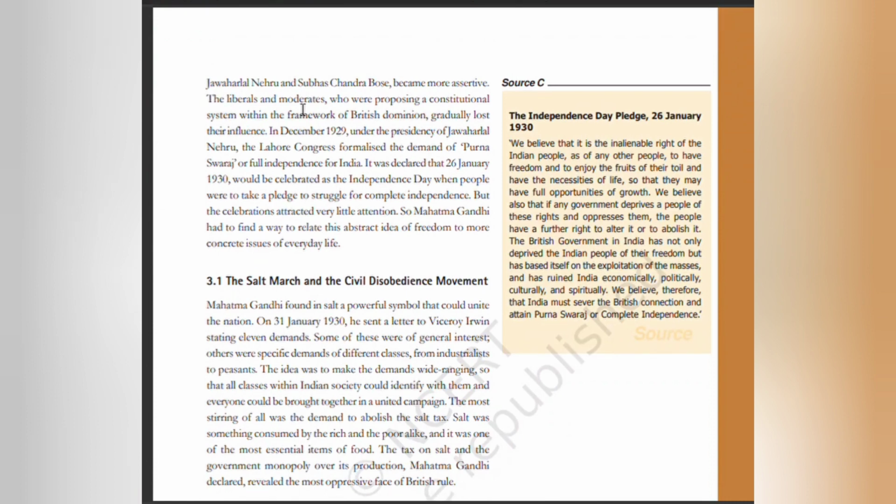The liberals and moderates, who were proposing a constitutional system within the framework of British dominion, gradually lost their influence. In December 1929, under the presidency of Jawaharlal Nehru, the Lahore Congress formalized the demand for Purna Swaraj, or full independence for India. It was declared that 26 January 1930 would be celebrated as Independence Day, when people were to take a pledge to struggle for complete independence.